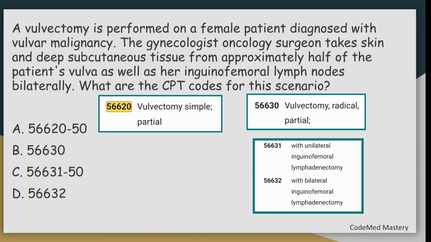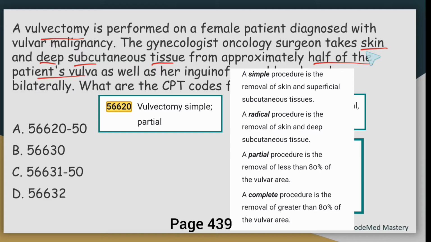In the scenario, they have given vulvectomy. The gynecologist oncology surgeon takes skin and deep subcutaneous tissue from approximately half of the patient's vulva. So how did we decide it is a radical procedure? In your CPT manual, page number 439, they have given the definitions for vulvectomy codes. In that you can see a radical procedure is removal of skin and deep subcutaneous tissue. In the scenario you can see they have mentioned skin and deep subcutaneous tissue. Therefore we considered it as a radical procedure.